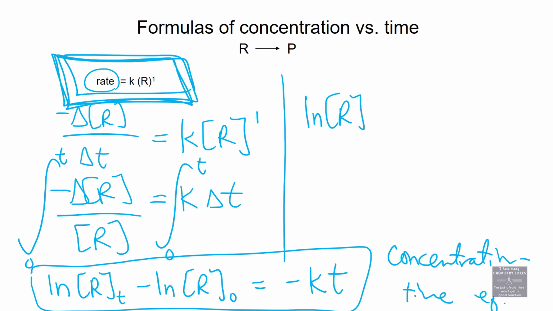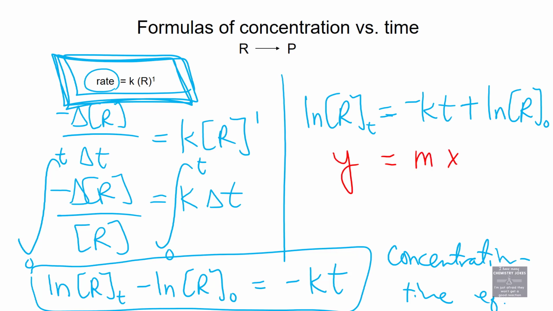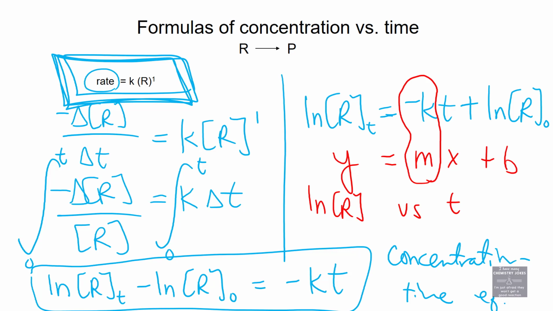ln of R at time t is equal to negative kt plus ln of R at time 0, also known as the initial reactant concentration. The reason it's written in that way many times is because that has the form of y equals mx plus b. And if I plot ln of R versus t, I get a line that has the slope of negative k.